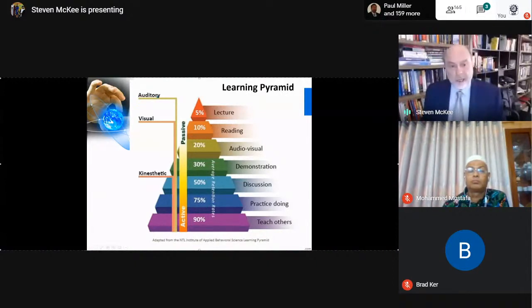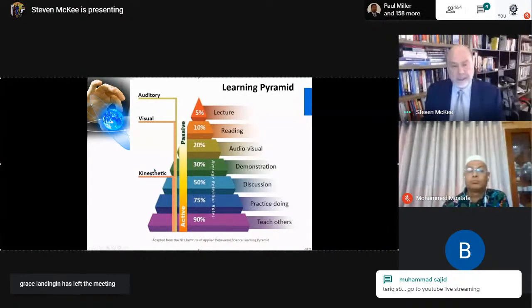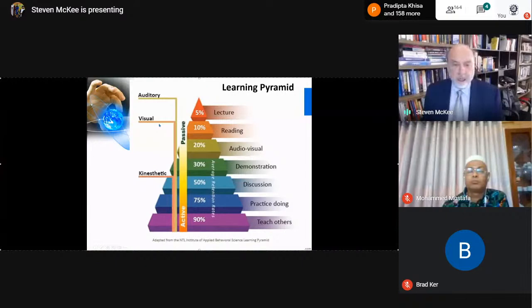We can also look at auditory, visual, and kinesthetic. Auditory is just listening to something passively. Visual starts out passive, then becomes more interactive. Kinesthetic is putting your hands onto it. And so when we get to this level, that's good.